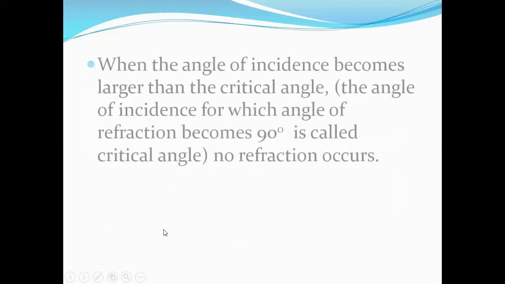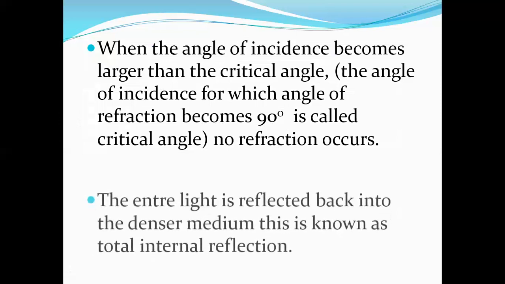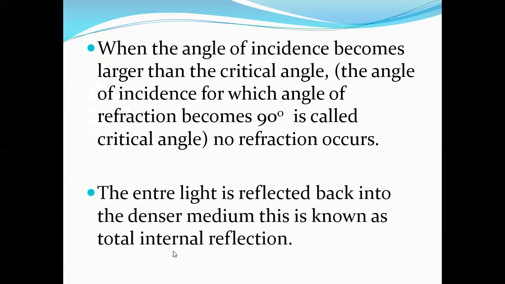In the second diagram you saw, when the angle of incidence becomes larger than the critical angle, what is the critical angle? The angle of incidence for which the angle of refraction becomes 90 degrees is called the critical angle. So no refraction occurs. The light rays come back into the same medium and reflection takes place. The entire light is reflected back into the denser medium. This is known as total internal reflection. The whole phenomenon is known as total internal reflection.